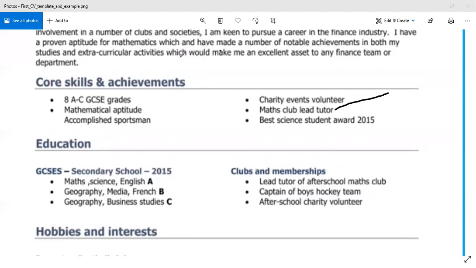So see, maths club lead tutor. He was a tutor there. Best science student award, in 2015 he got an award. So if you have achieved anything in your school or college, you can mention it over here, right?